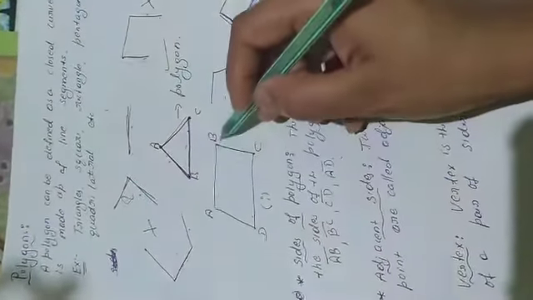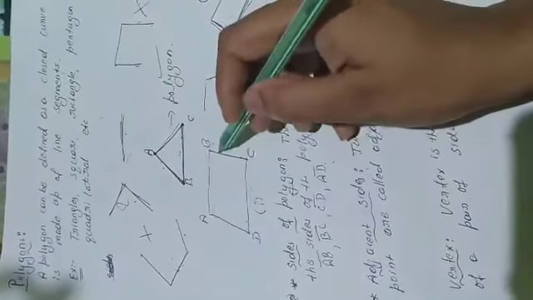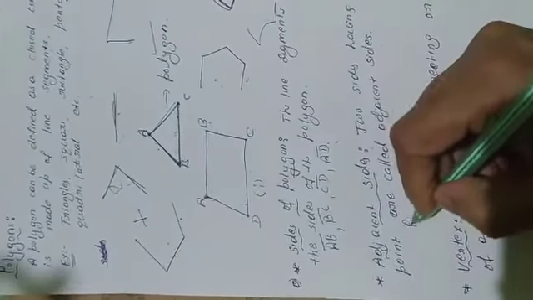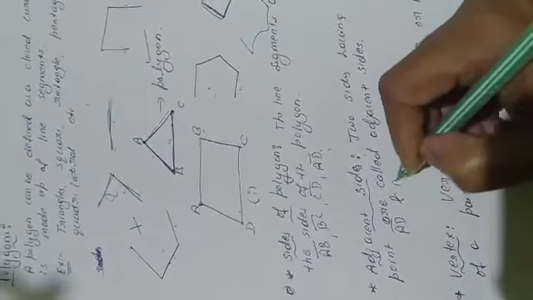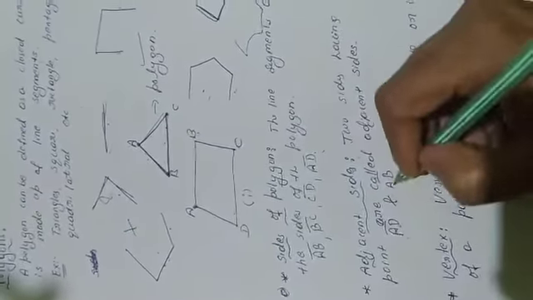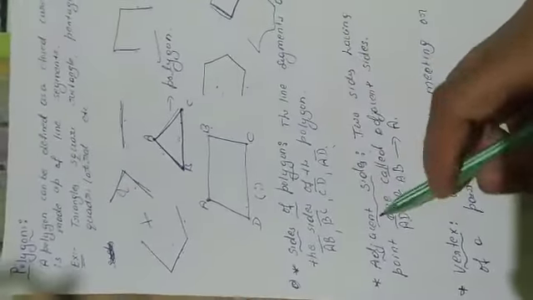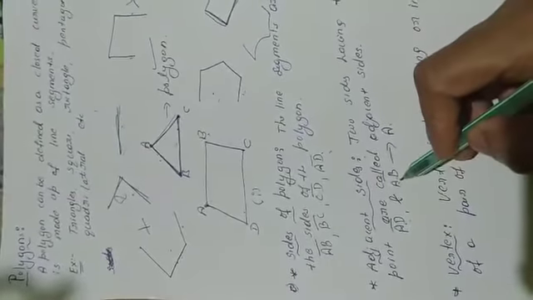Okay. And adjacent sides: what is meant by adjacent sides? Two sides having the same end point are called adjacent sides. For example, see AB and AD, two line segments. Both the sides have the common end point A, isn't it? In both the line segments AD and AB, the common end point is A. So these two sides are called adjacent sides.